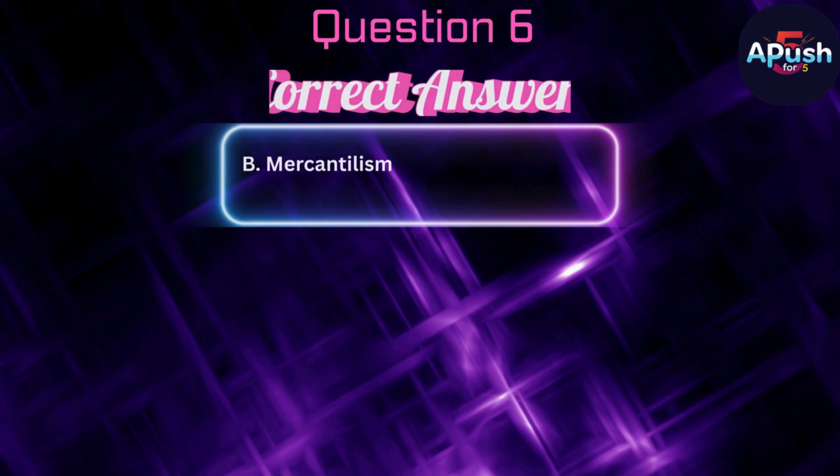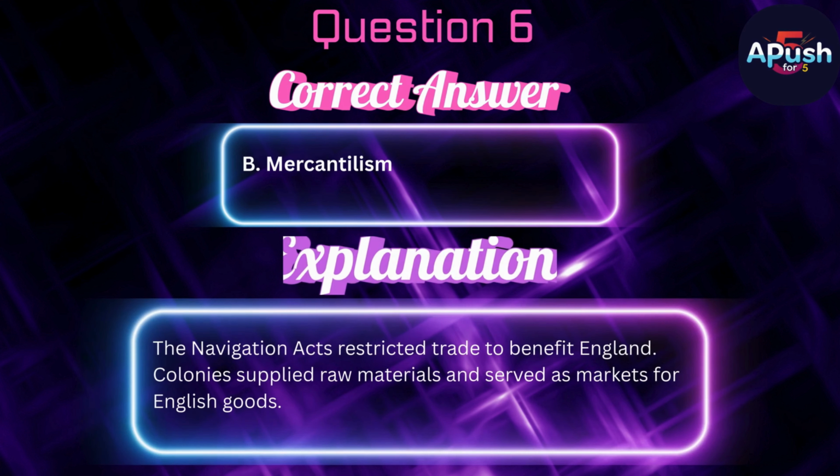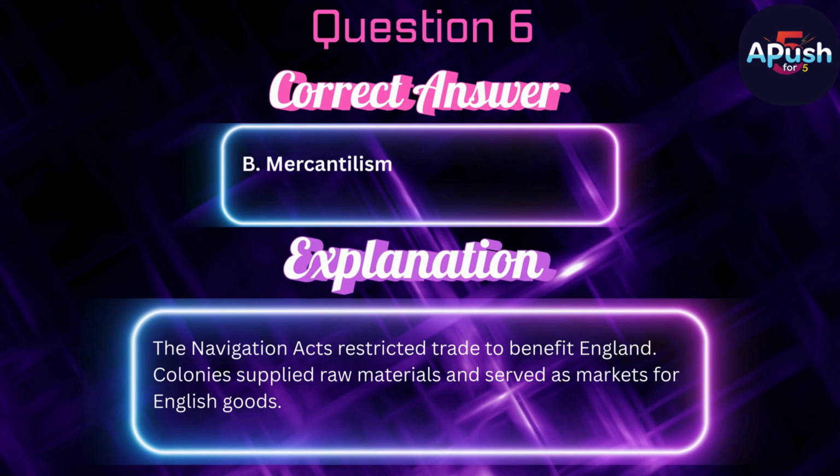The correct answer is B. Mercantilism. The Navigation Acts restricted trade to benefit England. Colonies supplied raw materials and served as markets for English goods.